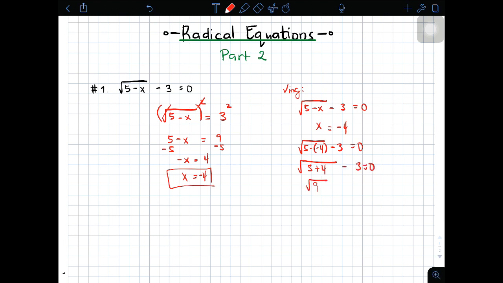This is square root of 9 minus 3 is equal to 0. The square root of 9 is 3, minus 3, 0. So as you can see, the value of x satisfies the given equation. Therefore, x is equal to negative 4 is the correct answer.